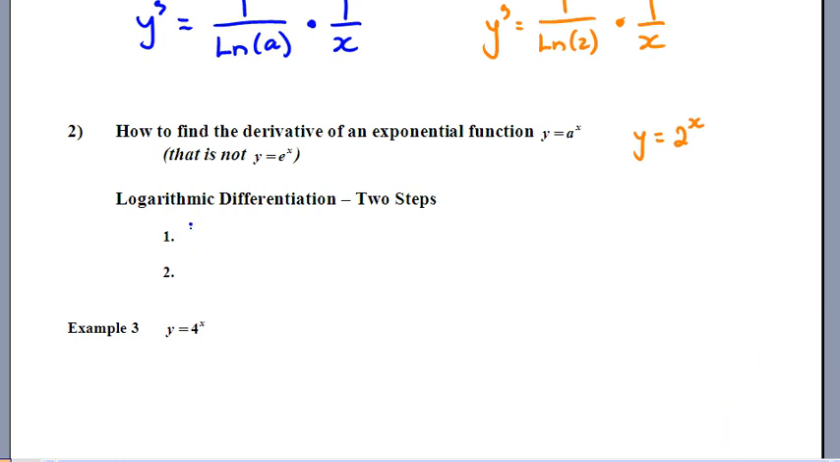Then maybe you can remember it. But here's how logarithmic differentiation works. We haven't tried this yet, so I need to explain it to you here. We're going to take the ln of both sides.